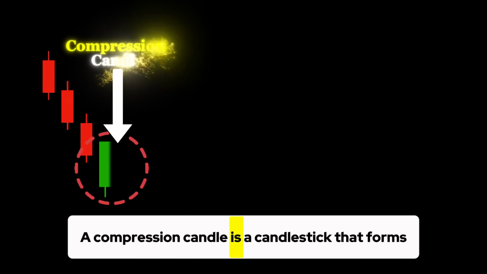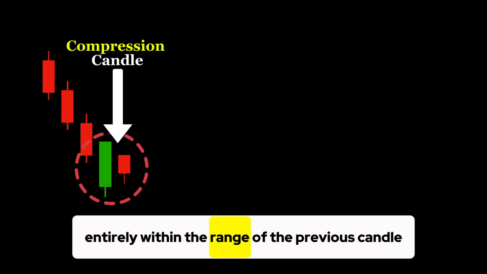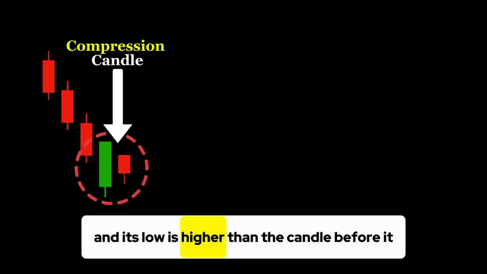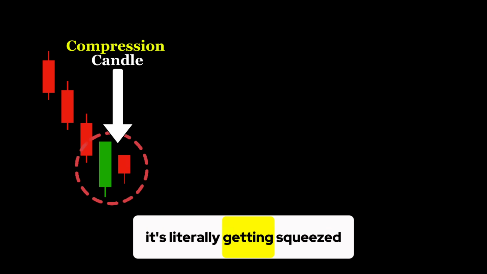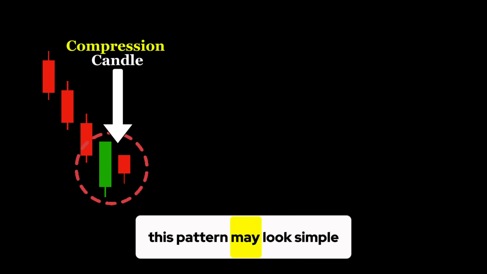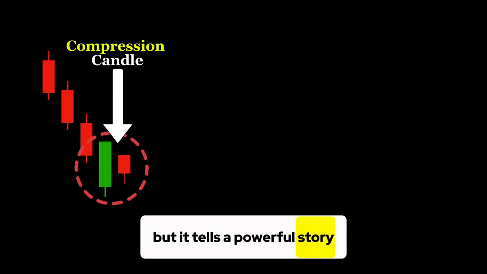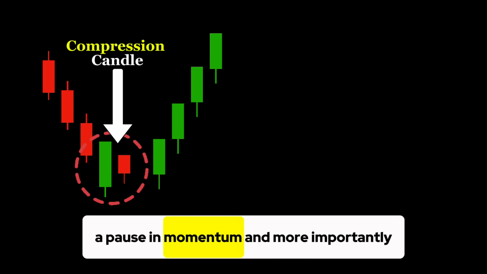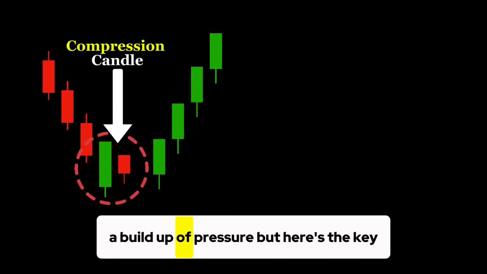A compression candle is a candlestick that forms entirely within the range of the previous candle. That means its high is lower and its low is higher than the candle before it. It's literally getting squeezed, like pressure building inside a box. This pattern may look simple, but it tells a powerful story. It signals a moment of indecision in the market, a pause in momentum, and more importantly, a buildup of pressure.